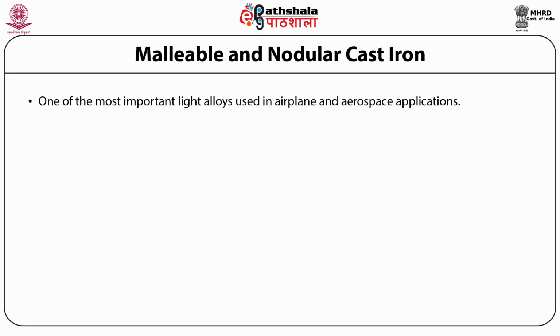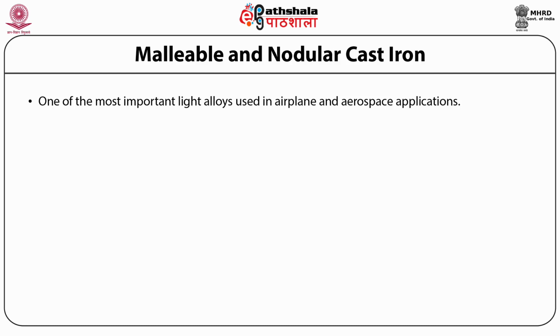Non-ferrous metals and alloys, basically aluminium based. Some of the important non-ferrous metals and alloys will be discussed here. They are aluminium based, magnesium based, titanium based, nickel based, and copper based. Here we will be discussing the aluminium based alloys.